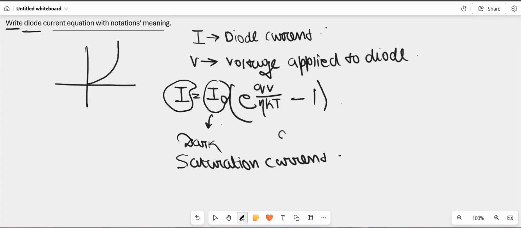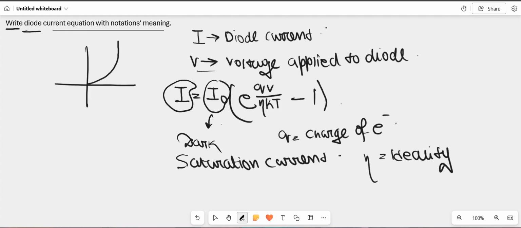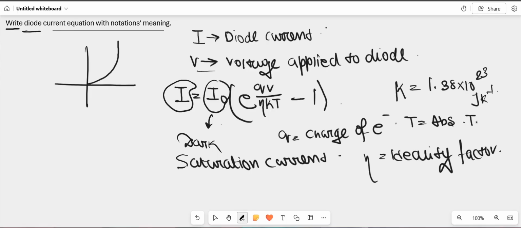Q is the charge of the electron. As I have said, V is the voltage which is applied to the diode. Eta is the ideality factor. K is the Boltzmann constant, which has a value of 1.38 into 10 to the power minus 23 joule Kelvin inverse. And T is the absolute temperature in Kelvin. So these are all the notations that we have used in the diode current equation.